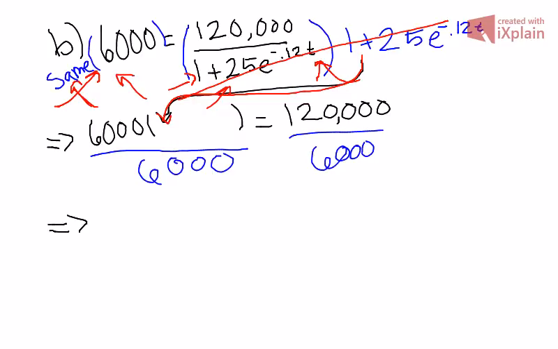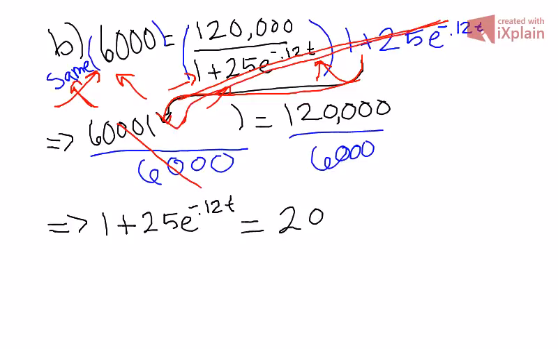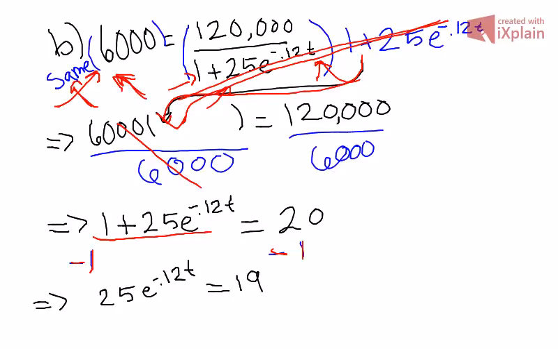So now we divide by 6,000. And remember, these cross out because that's what we were trying to do. That's why we divided by 6,000. So what we have left is what I drew that arrow for, because remember we multiplied by that over there. So we have this 1 plus 25 e to the negative 12t left. So now we want to subtract by 1. Again, we're just trying to get t by itself. That's why we're doing all of this. Because we want to find the time that went by to get us to 6,000 population.